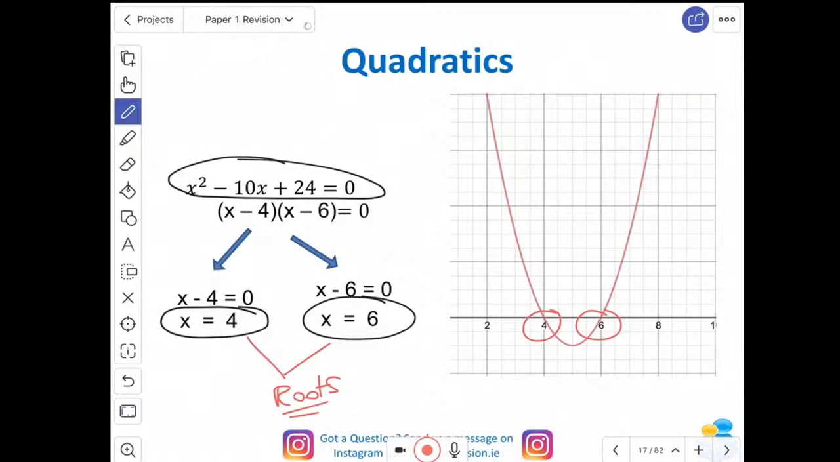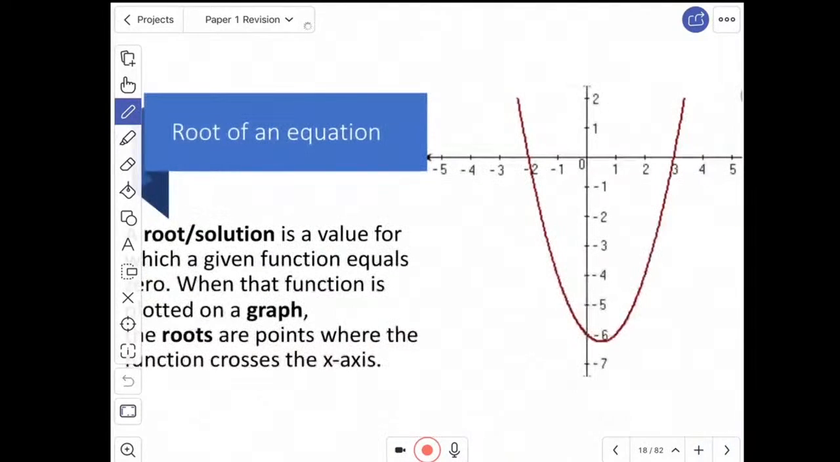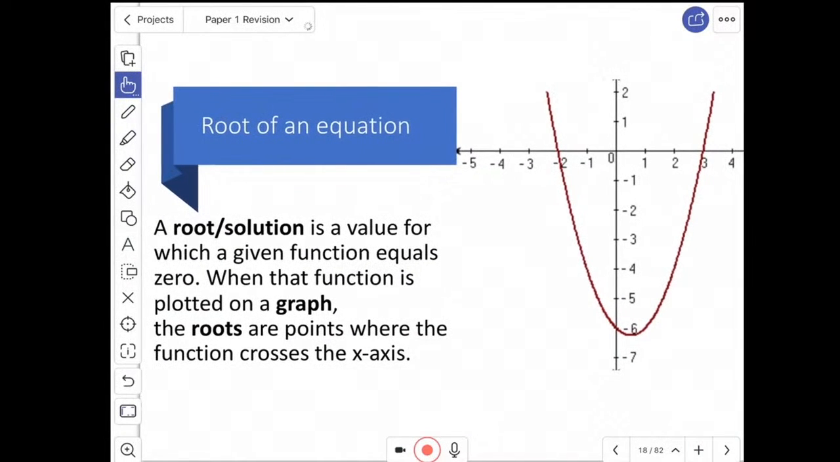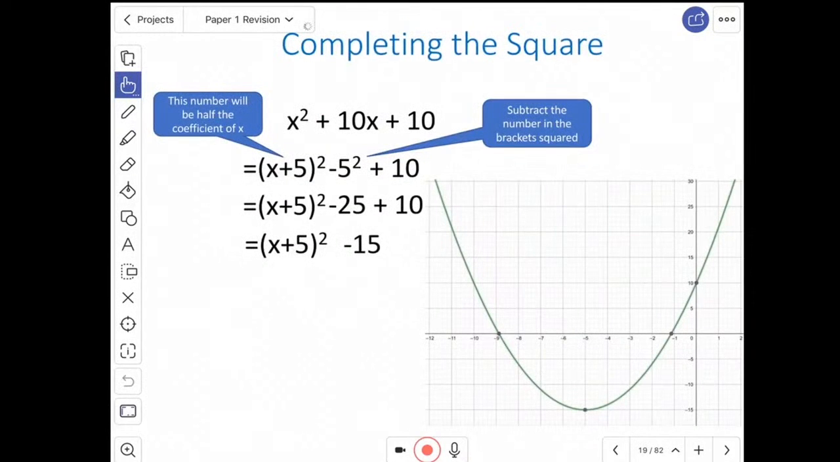And we know then when we want to go backwards, let's say in an exam question we're given the roots and we want to work out the equation, we can go backwards and get the factors, which we can then multiply to give us the equation. So we can see how we can work forwards and backwards with factors, roots and equations, and that is an important thing to be aware of. As I said, the root of an equation is the solution, and it's the value where a given function equals 0.